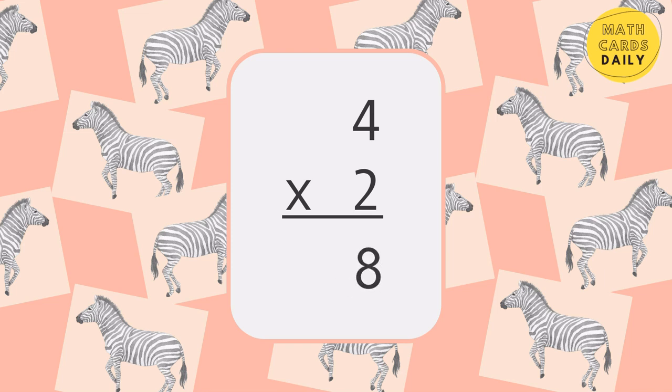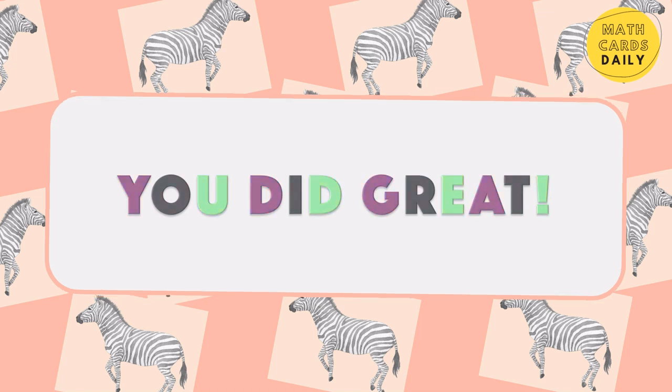4 times 2 is equal to 8. 4 times 8 is equal to 32. 4 times 7 is equal to 28. 4 times 3 equals 12. You did great.